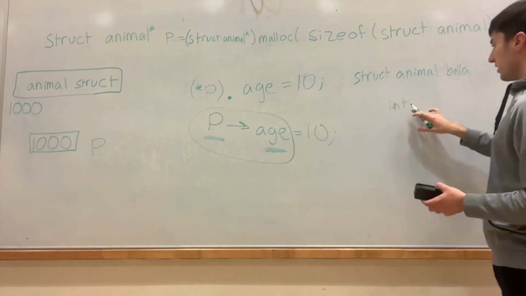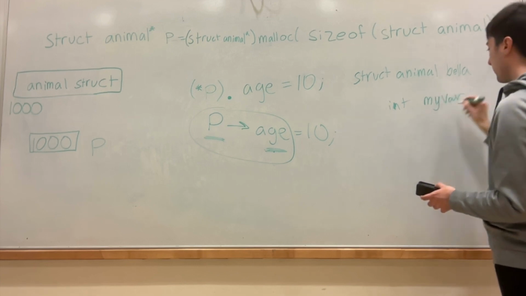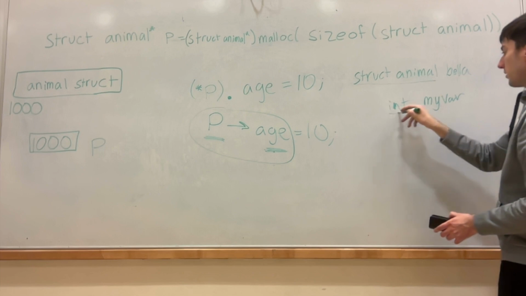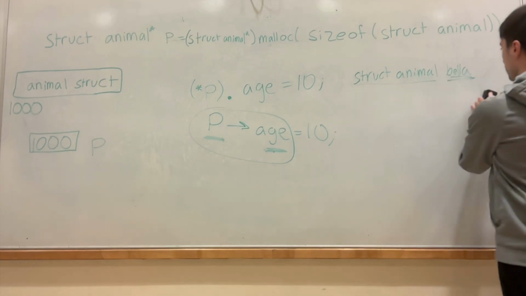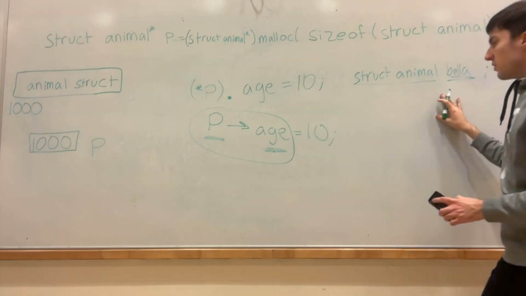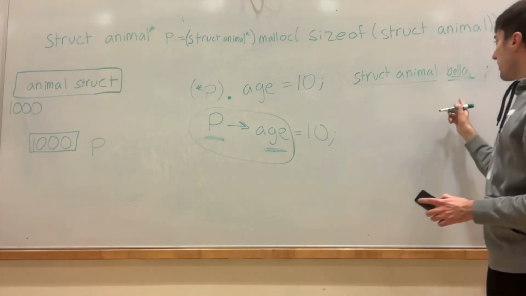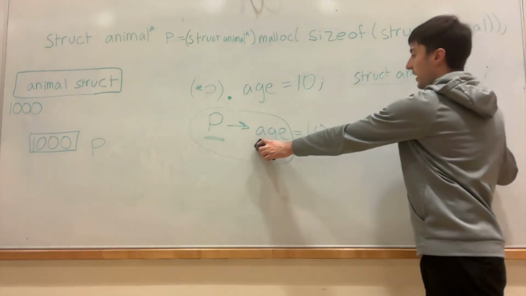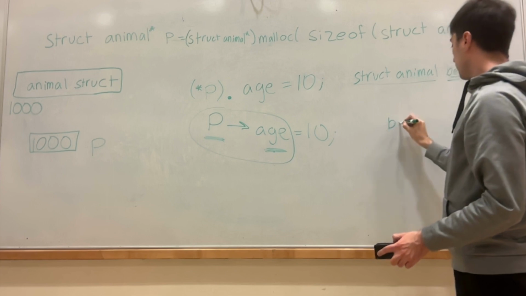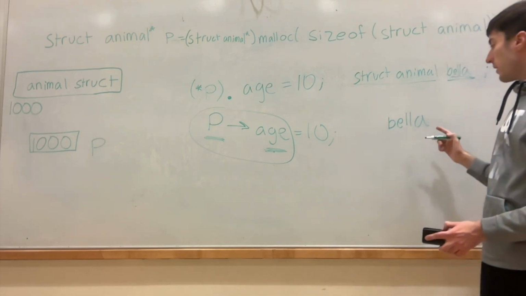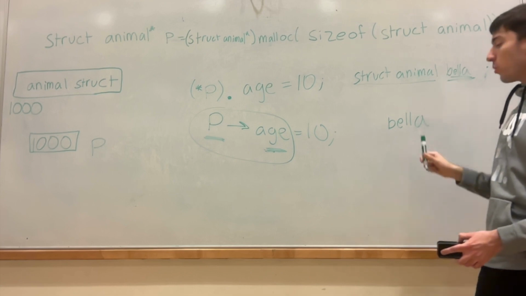Okay, struct animal, that's like int. Int, here's the declaration, and then you can say like my var, right? Here's the declaration right there, and then here is the name right there. So struct animal Bella. Okay, so we created this variable, which is of type struct animal. Now, if I want to access the age member variable of this struct animal, Bella, am I going to use the arrow operator? No, because Bella is not a pointer.